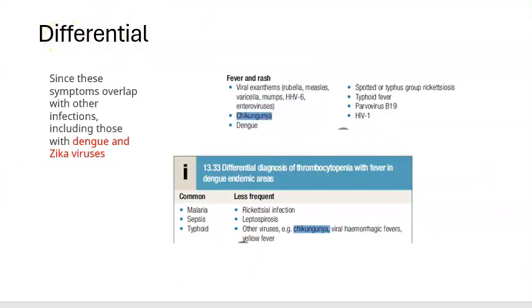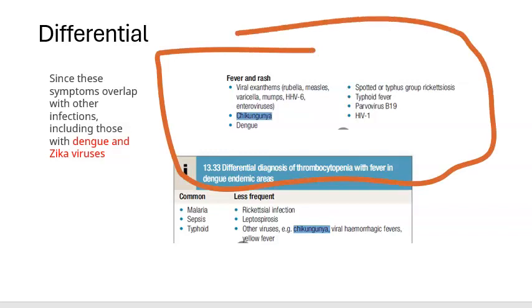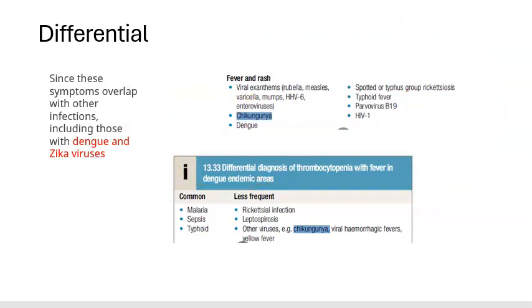So which are the differentials? Mainly they are confused with dengue and Zika, remember. And a fever with rash means it can be any of these conditions from rubella, measles, varicella, mumps, human herpes, enterovirus, chikungunya, dengue, rickettsiosis, spotted or typhus group rickettsiosis, typhoid. It can be typhoid. It can be parvovirus. It can be HIV.